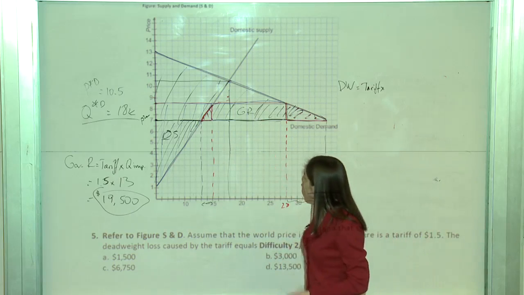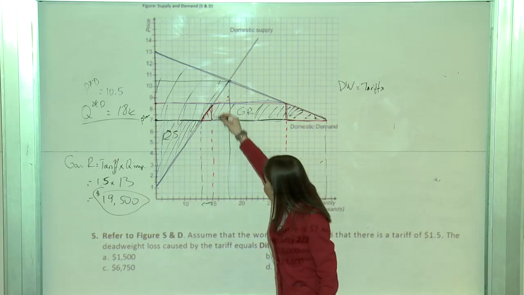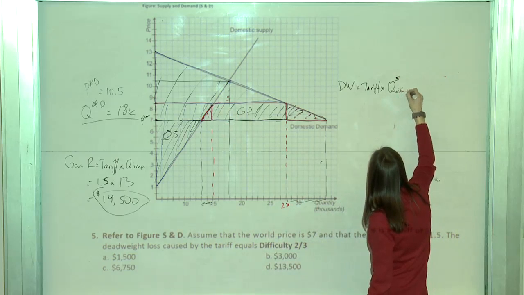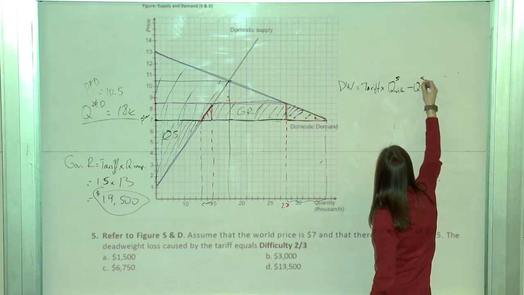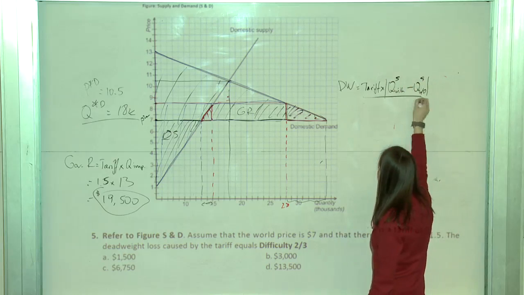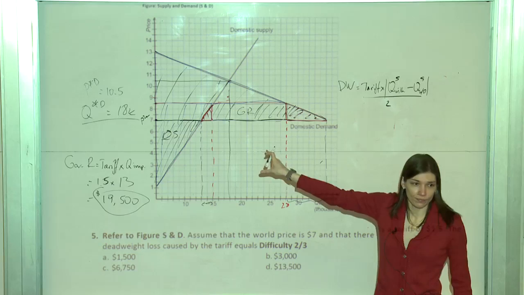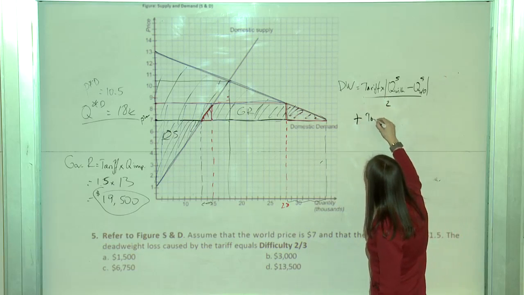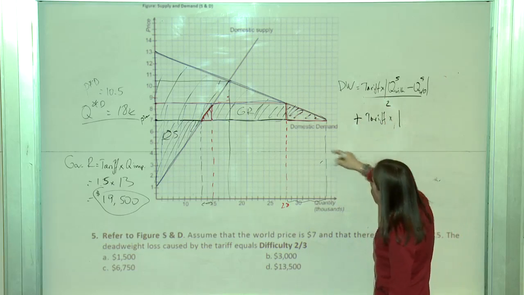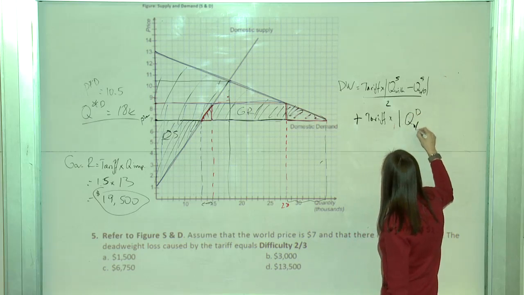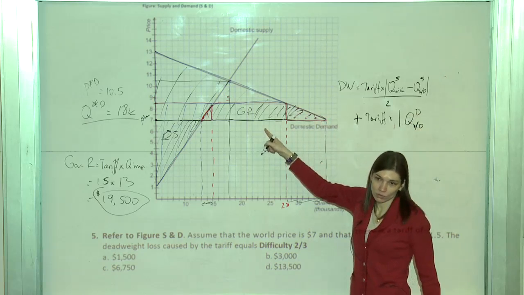So just put it as an absolute value. So tariff times, this is the quantity supplied with the tariff minus quantity supplied without. Right? This thing divided by 2 is the area of the first triangle. And the area of the second triangle, so plus, again, we have the tariff times, but now we have the quantity demanded without the tariff minus the quantity demanded with.